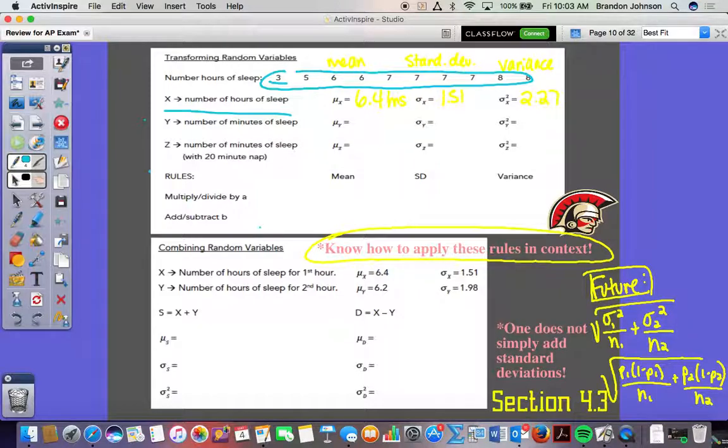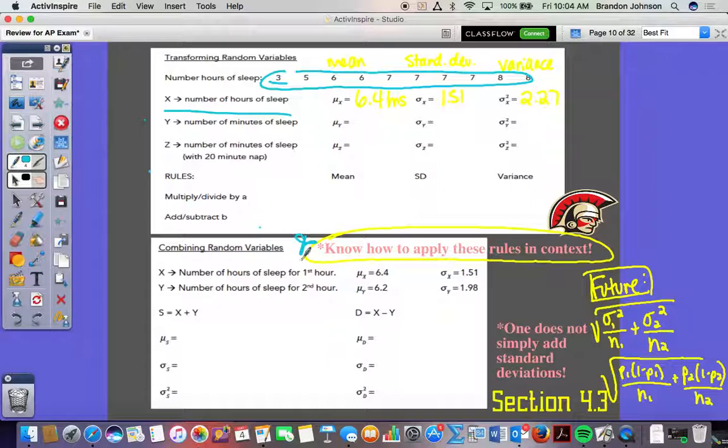Now what we're going to do is modify this just a little bit. Before I get to all these rules, the big thing to note is these are not on the formula sheet, and we must apply them in context. That's the key for this. It's not extremely hard, but you must note not only what the rules are, but how to apply them in a context.